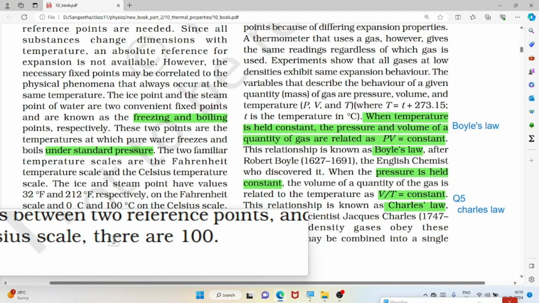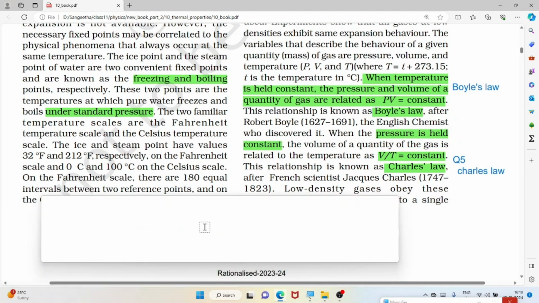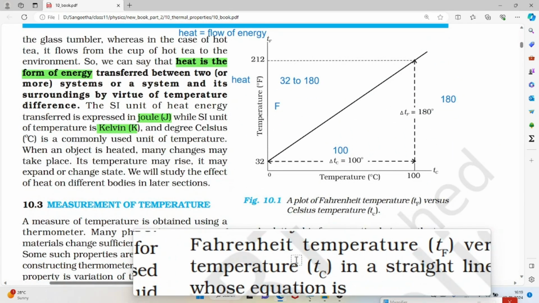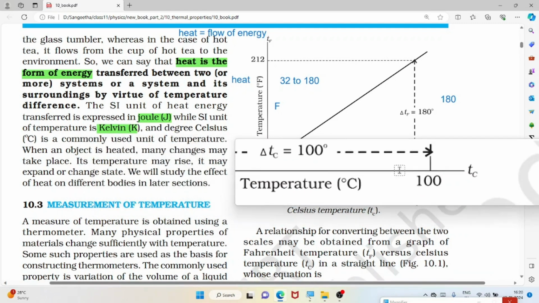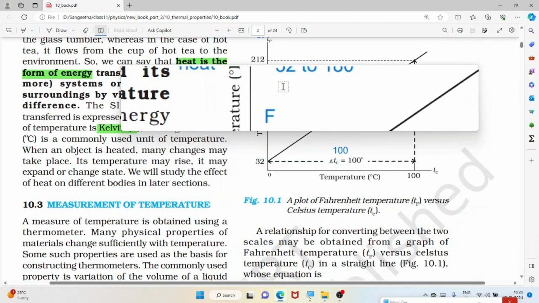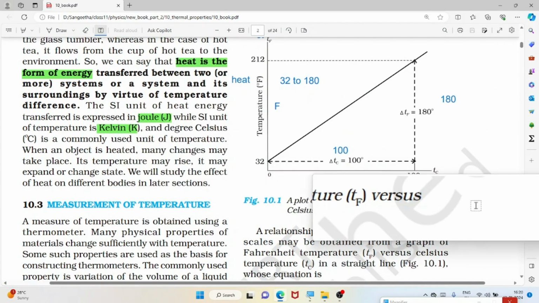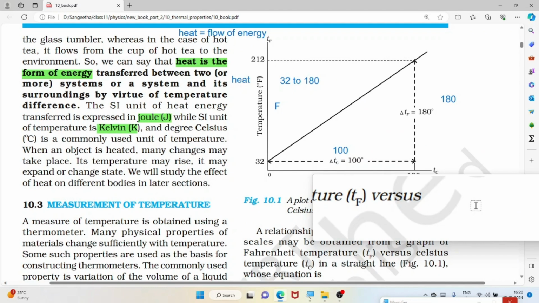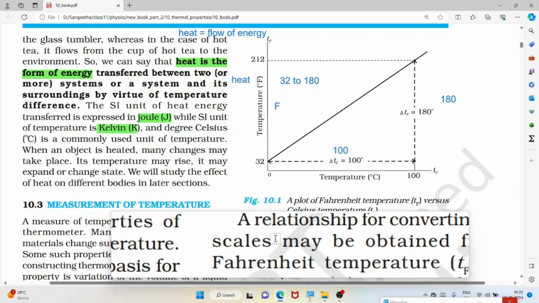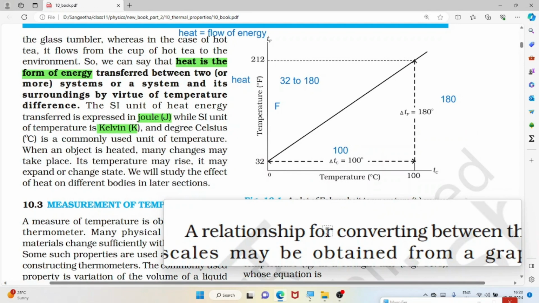These are the freezing and boiling points at standard pressure. So these are some temperature units. One is Celsius, the other is the Fahrenheit unit. Celsius goes from 0 to 100 degrees Celsius. Fahrenheit has 180 divisions, from 32 to 212. So between the lower and upper fixed points there are 180 divisions in Fahrenheit, but in Celsius there are 100, from 0 to 100.